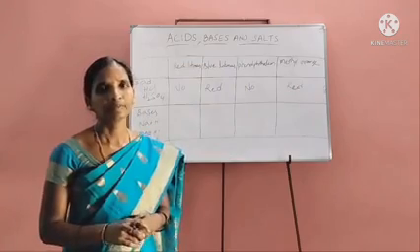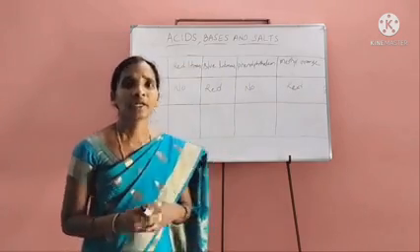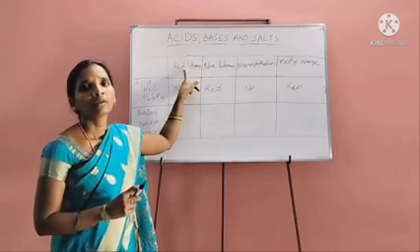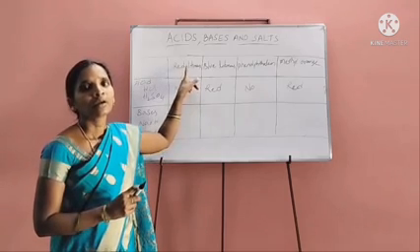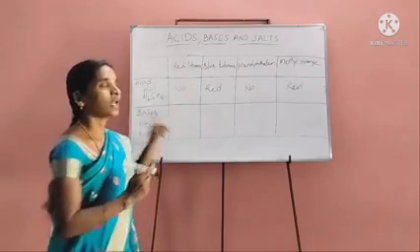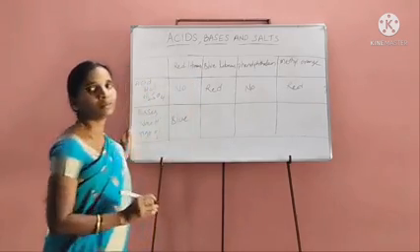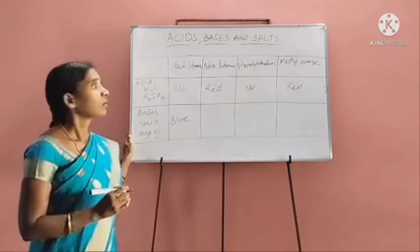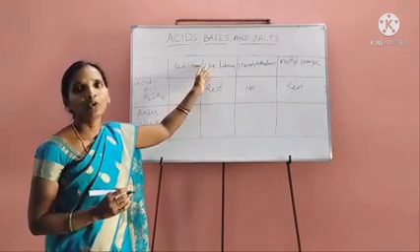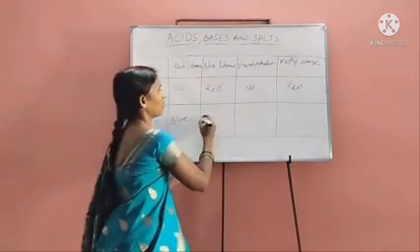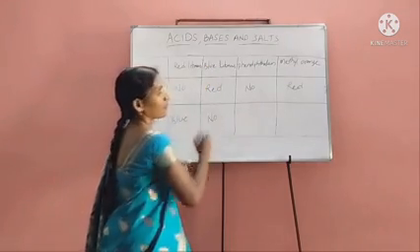Next, bases. Red litmus converts to blue color in base. Blue litmus has no change in its color in base.